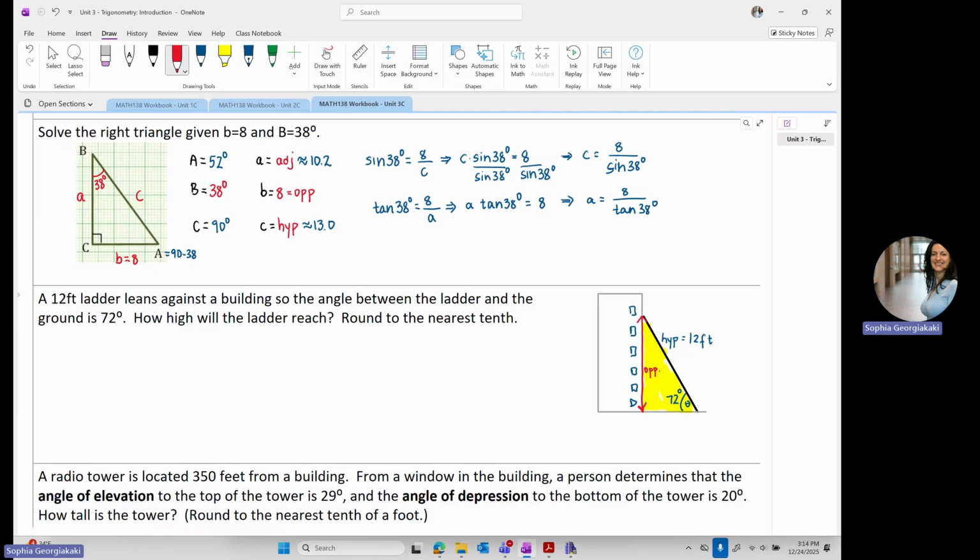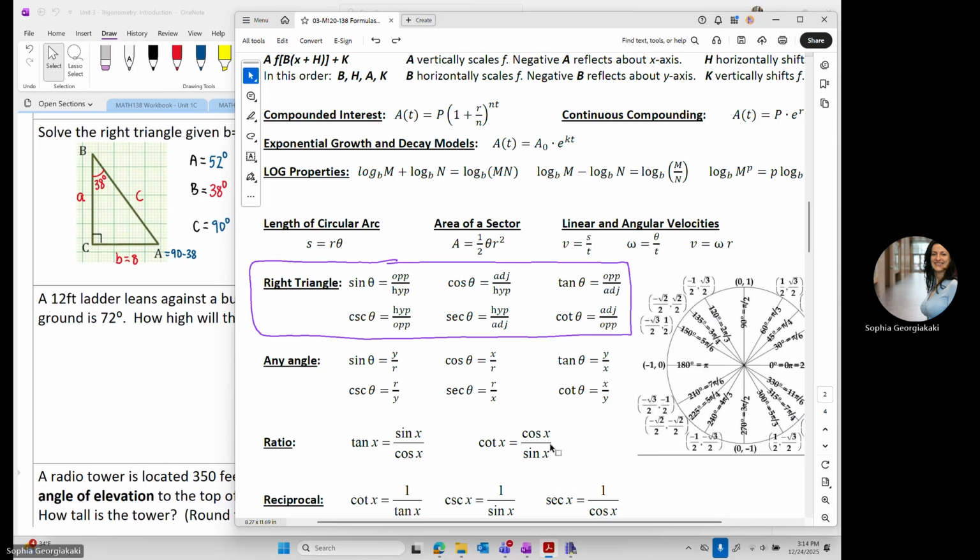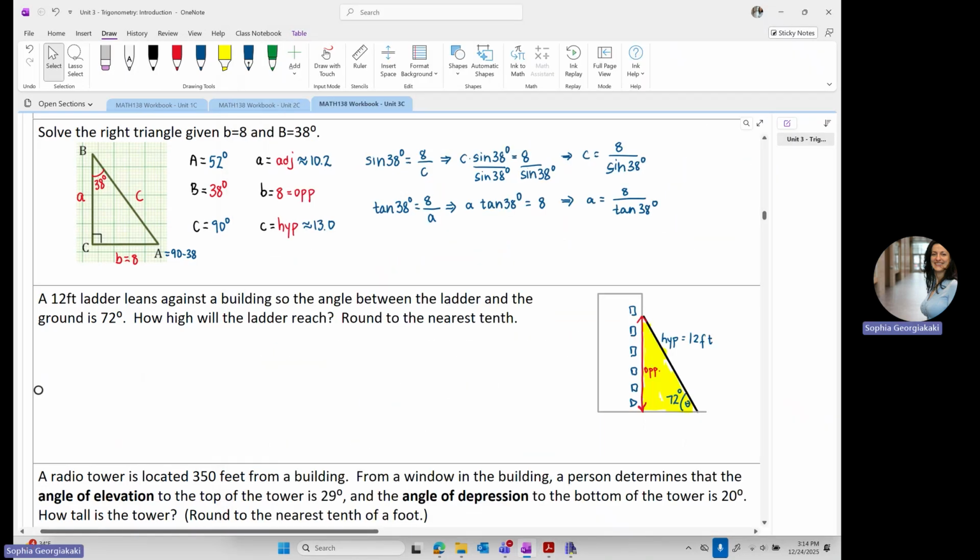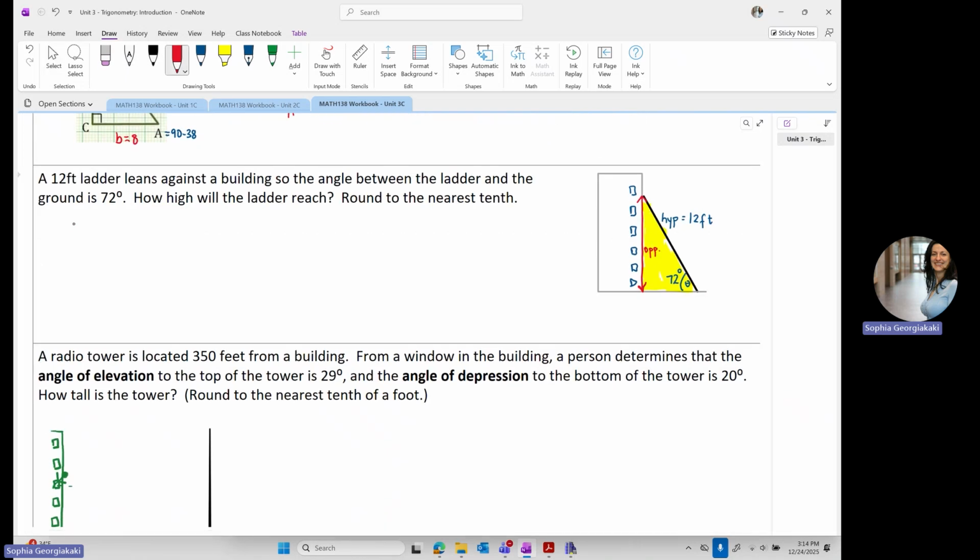And I'm looking for a formula that contains theta, the opposite, and the hypotenuse. So I'm going to look here. The formula I'm looking for is the sine of theta. So sine of theta equals opposite divided by the hypotenuse. And now I'm going to fill in the values. The sine of the 72 degrees will equal the opposite, which I'm looking for. And the hypotenuse is 12 feet.